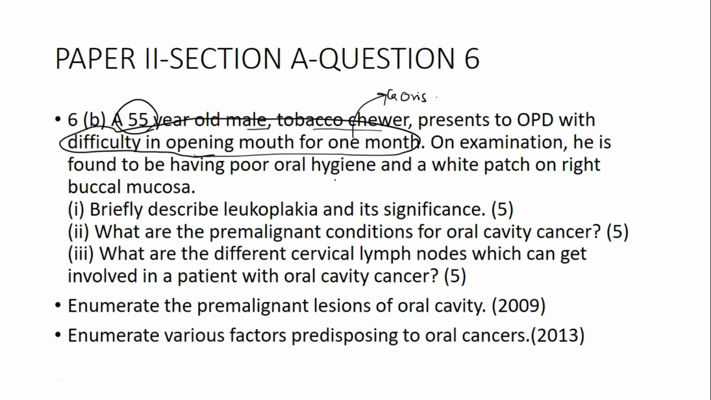On examination, poor oral hygiene, white patch is noted. So what is leukoplakia and its significance? What are the pre-malignant conditions for oral cavity cancer? And what are the different cervical lymph nodes which can get involved in a patient with oral cavity cancer?